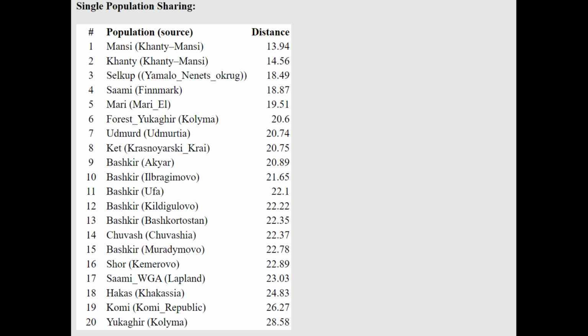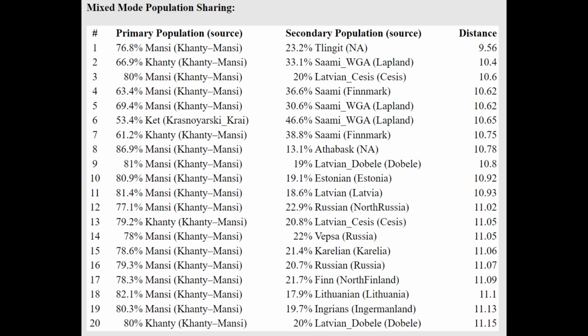She's closest to Mansi with the oracle here, followed by Hans, followed by Selkups, and she's actually getting more of a mixture of Mansi plus various, seems to be Mansi plus various Native Americans, right? Mansi plus Tlingit, but also Mansi plus Latvians and Sami, so pretty interesting result.